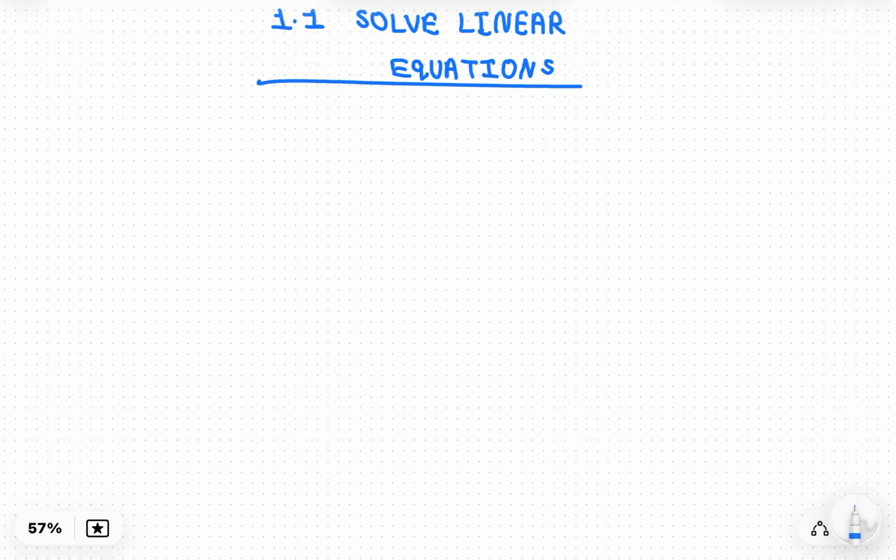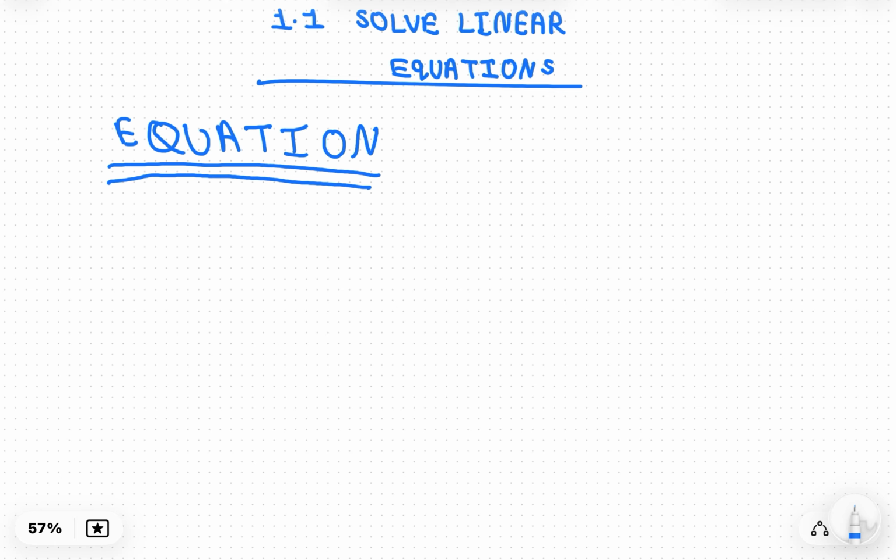Before solving the linear equation we need to understand what a linear equation is, and before knowing that we need to understand what an equation is. So my simple question to you is, what is an equation? Basically, in non-mathematical terms, anything that is equal to another thing is an equation.